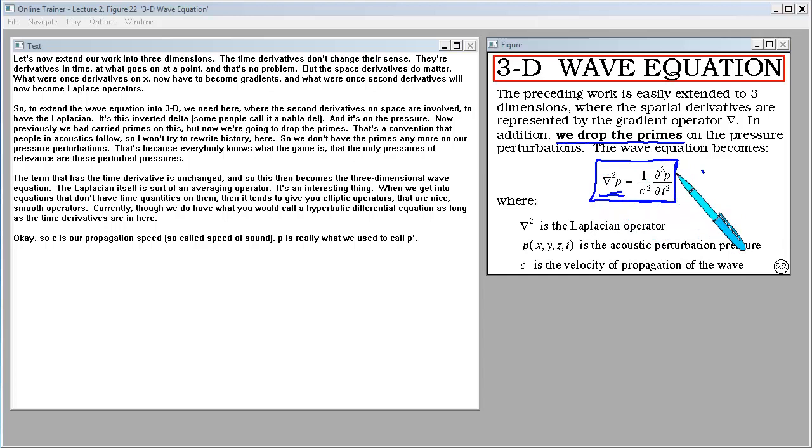The Laplacian itself is sort of an averaging operator. It's an interesting thing. When we get into equations that don't have time quantities in them, then it tends to give you elliptic operators that are nice, smooth operators. Currently, though, we do have what you would call a hyperbolic differential equation as long as the time derivatives are in here. Okay, so c is our propagation speed, the so-called speed of sound. P is really what we used to call P prime.